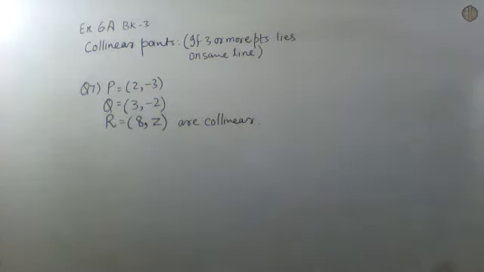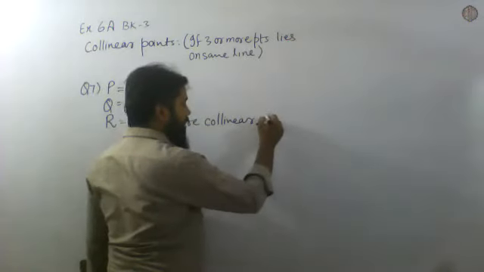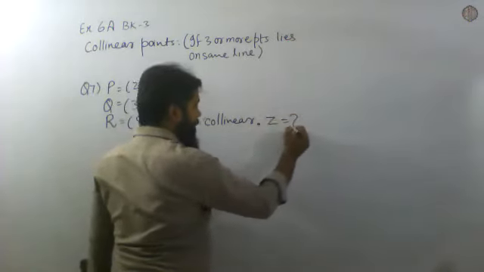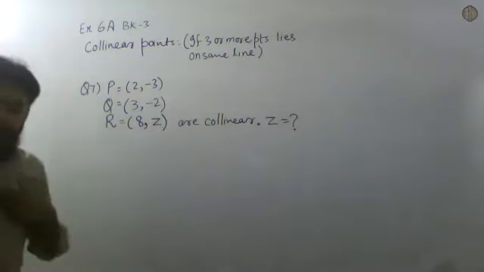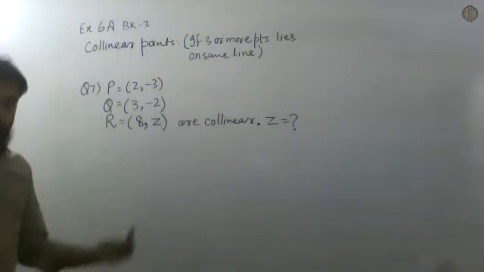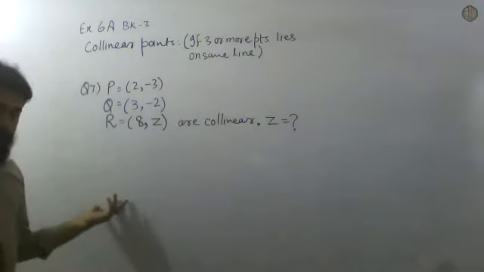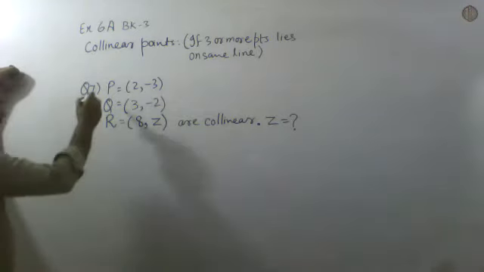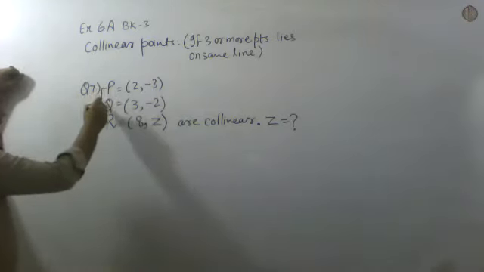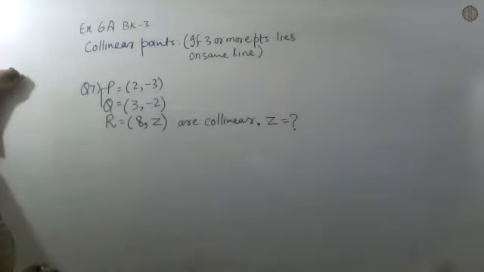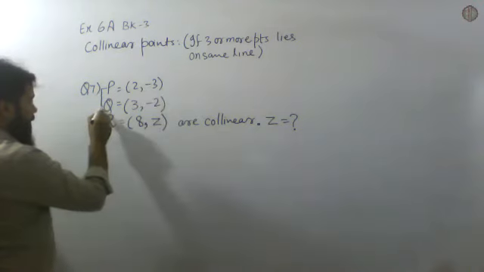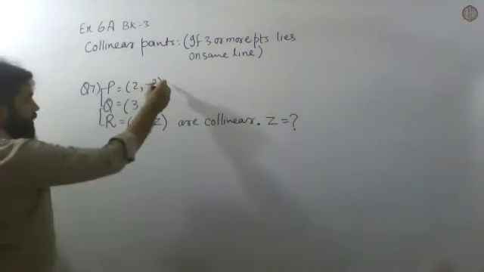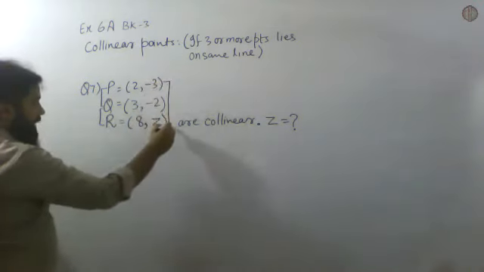Then they are saying find the value of Z. I have to find the value of Z. Now it's completely my choice which one I should take to solve my answer. So what I am doing over here, you can take the gradient of PQ, or you can take the gradient of QR, or you can take the gradient of PR.